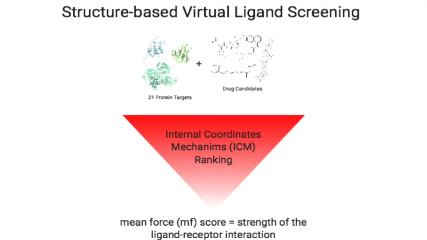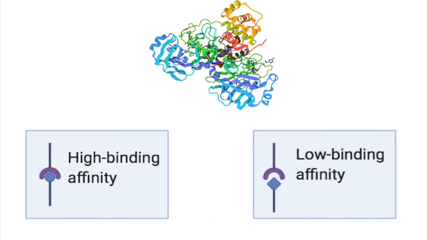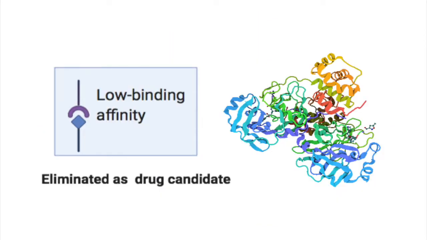The potential drugs were ranked according to the ICM scoring system, using a potential of mean force score, or MF score, that provides an independent score of the strength of the ligand-receptor interaction. Strong ligand-receptor interactions received MF scores of less than -100 and were selected as potential drug candidates based on their high binding affinity with the target protein. Compounds that bound weakly to target proteins, or compounds that were visually bound outside the active site of the target protein, were eliminated as potential drug candidates.